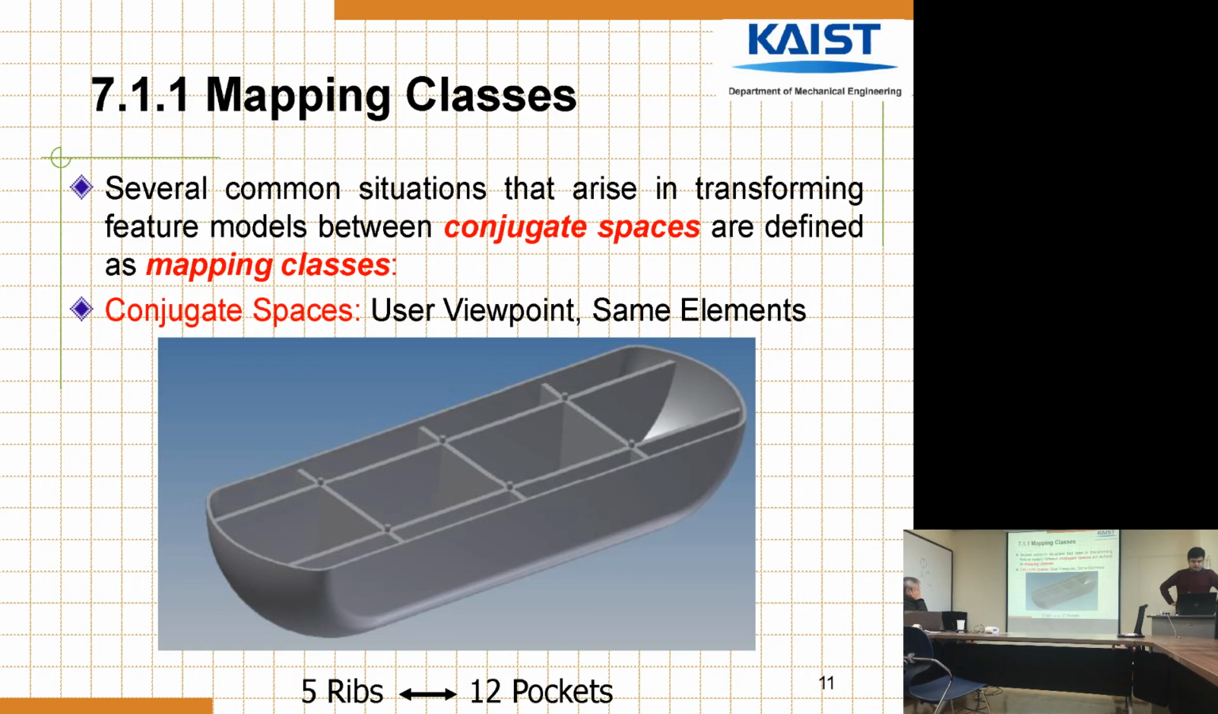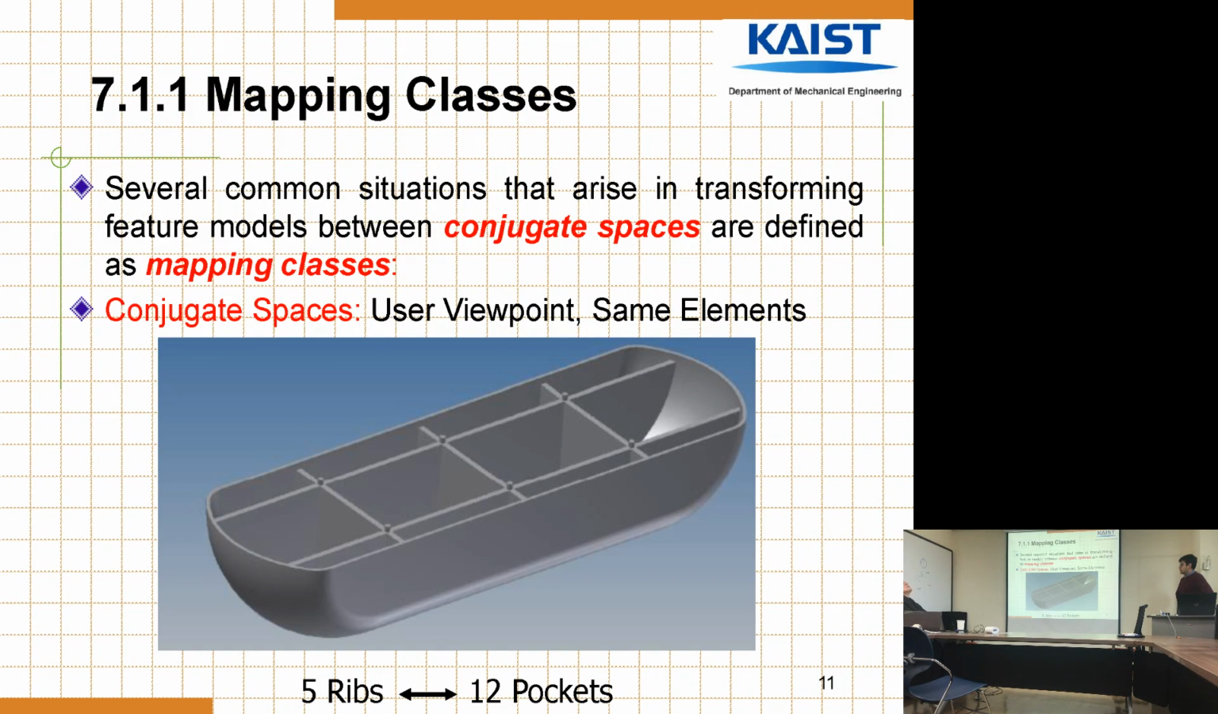Mapping classes. First, there are different mapping classes, and he is saying that several common situations that arise in transforming feature models between conjugate spaces are defined as mapping classes. So conjugate spaces are the spaces which are completely dependent on the user viewpoint, something related with the actual definition of the feature, like the elements are going to remain the same, only the viewpoint is going to change.